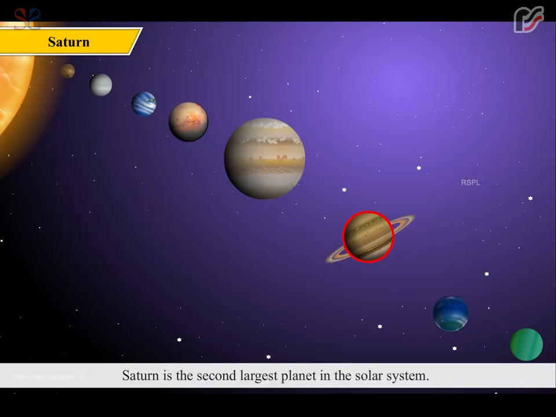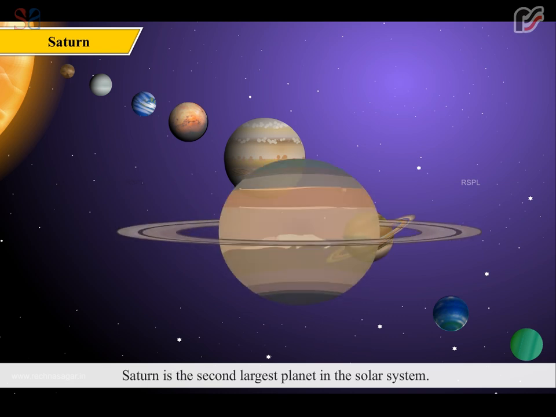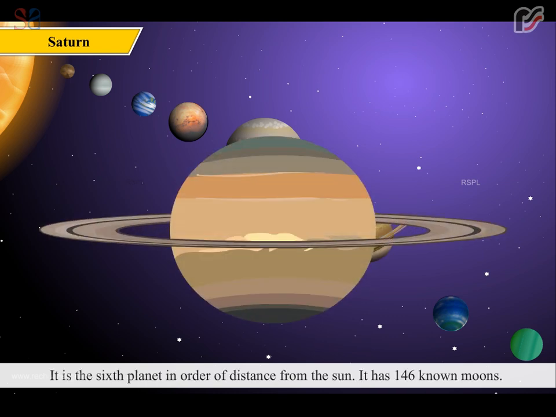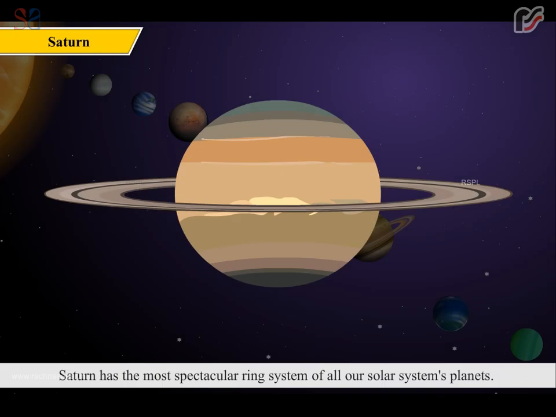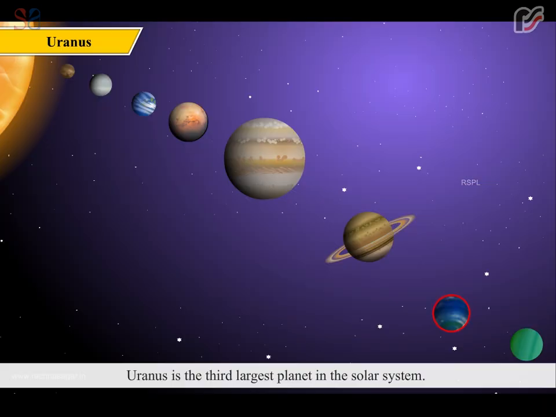Saturn is the second largest planet in the solar system. It is the 6th planet in order of distance from the Sun. It has 146 known moons. Saturn has the most spectacular ring system of all our solar system's planets. It is made up of 7 rings with several gaps and divisions between them.